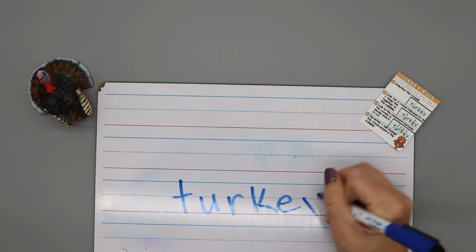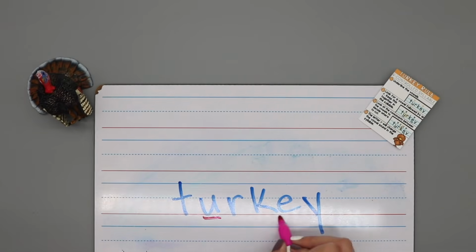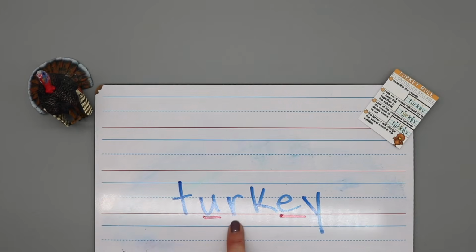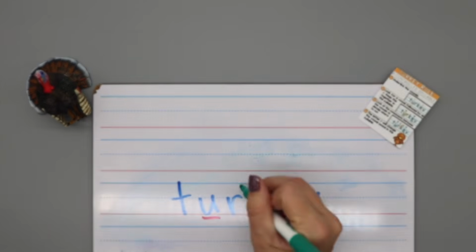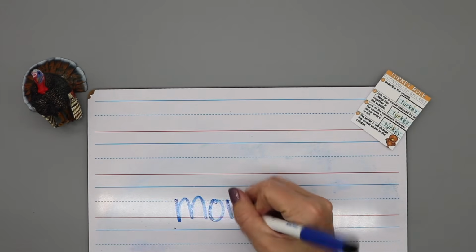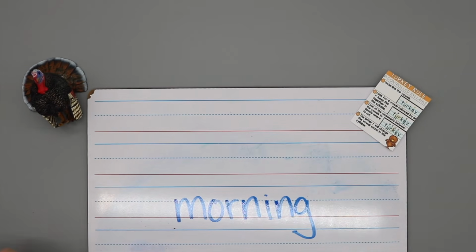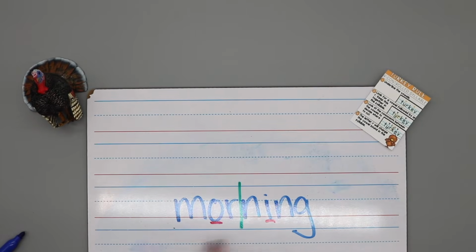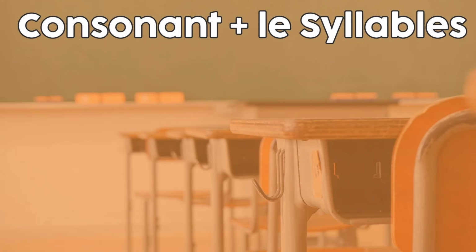Our first word is turkey. So I underline my vowels and I find the vowel followed by an R. I have the UR sound there. I'm going to divide my syllable after that R, between the R and the other consonant. Turkey. Morning, underline my vowels. Here's my OR, R-controlled vowel. Cut my syllable after that. Morning, morning.